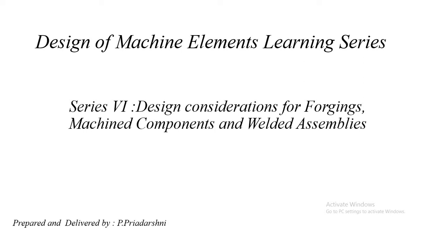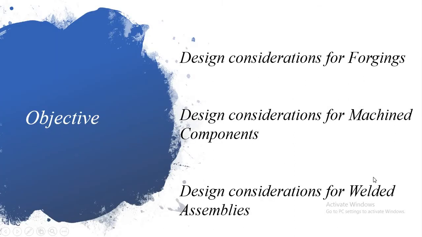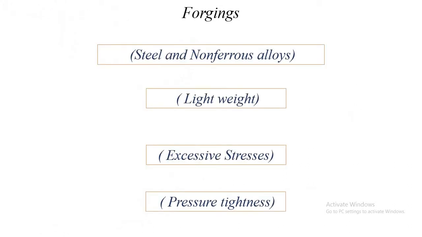Welcome to Design of Machine Elements Learning Series, Series 6, Design Considerations for Forgings, Machined Components and Welded Assemblies. The objective of the presentation is to understand the design considerations for forgings, machined components and welded assemblies.